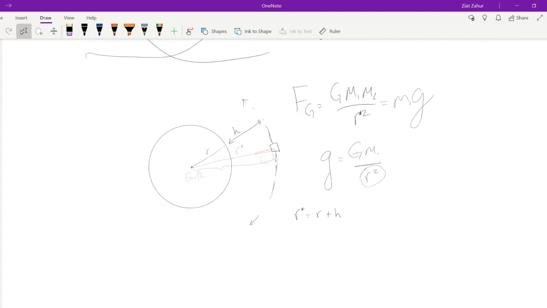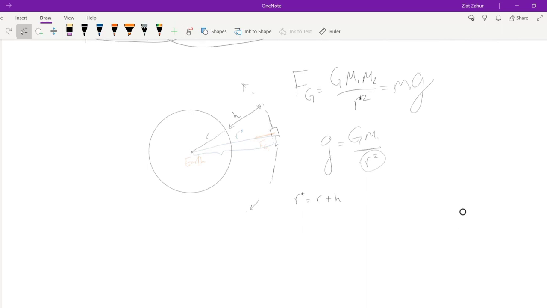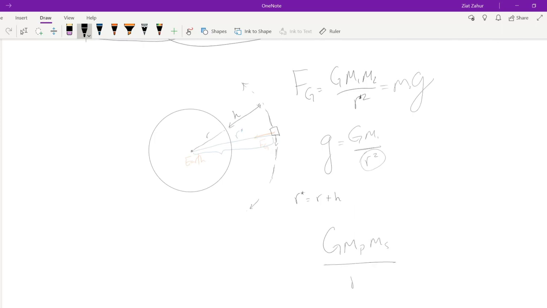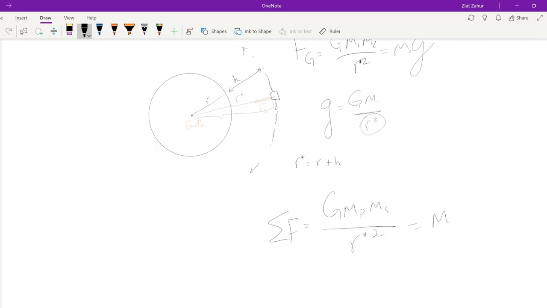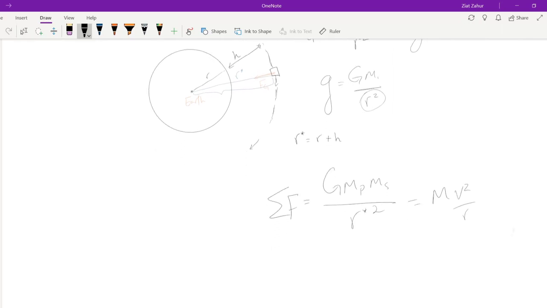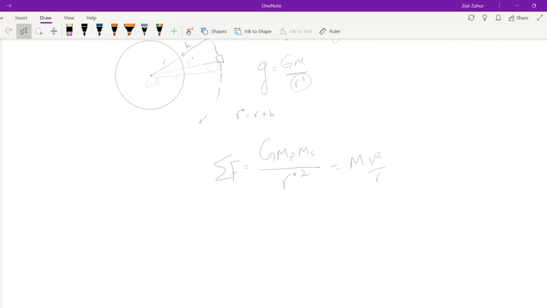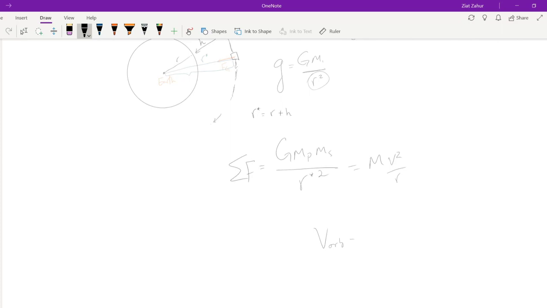So if I know that the net force, which is G times the mass of the planet times the mass of the satellite divided by how far the satellite is squared, is the only force pulling me towards the center of the Earth, using Newton's second law we can set that equal to m a, or m v squared over r, centripetal acceleration. And then we get to the orbital velocity equation, v orbital.